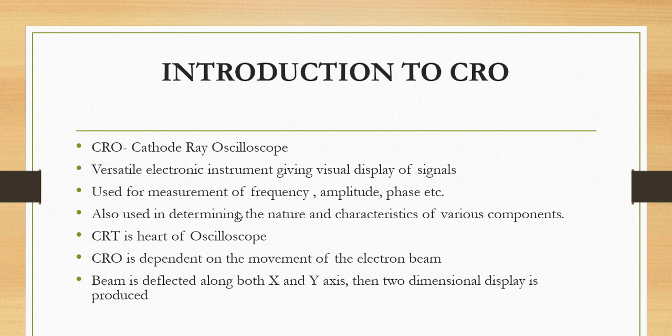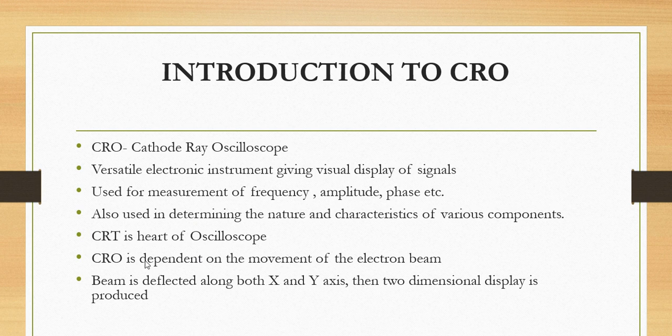As discussed earlier, the cathode ray tube, that is the CRT, is the heart of the oscilloscope. To study CRO, in short, we must know the detailed study of this CRT, and for understanding this CRT, we have to see animated videos on YouTube. We will see that later, don't worry about that. After that we will see the detailed theoretical study of it.